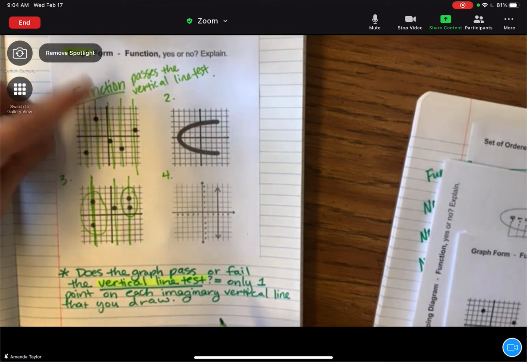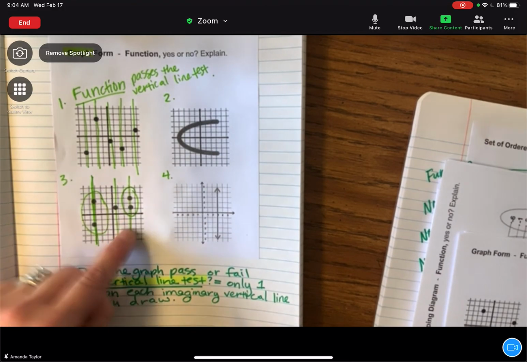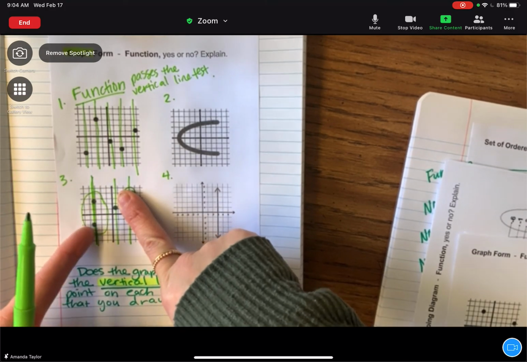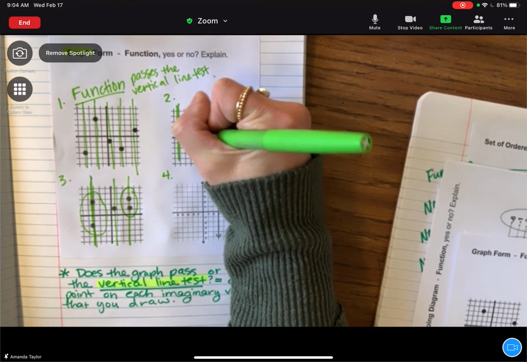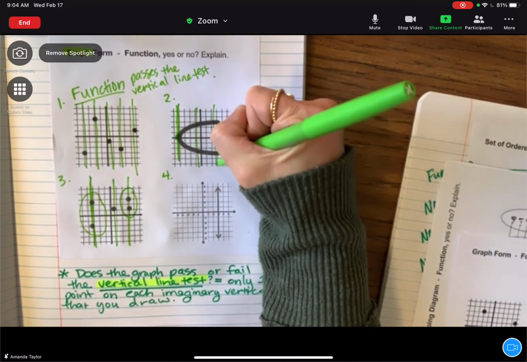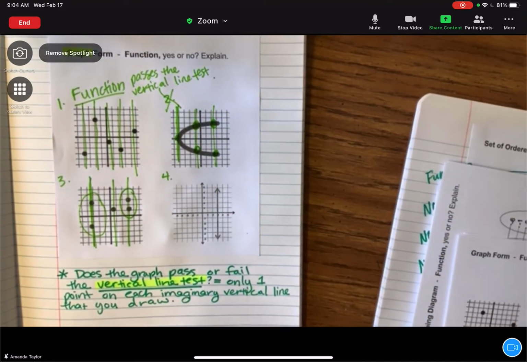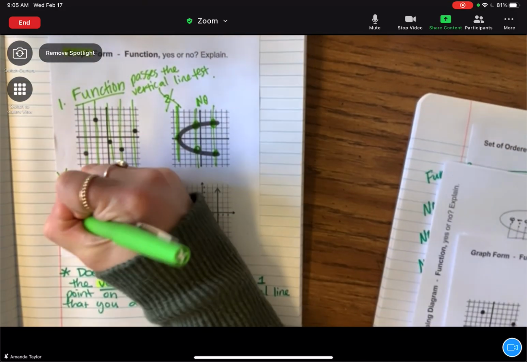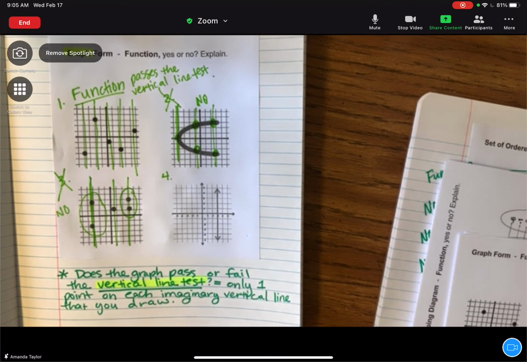Okay. So this one's a function. Only 1 point on each vertical line. Number 3, not a function, because there's more than 1 on the vertical line. If I'm looking at number 2, if I drew a point out here to the end, yes, there's only 1 there, but anywhere else, there's 2. There's more than 1, so that one's not a function. And this one was no, not a function, because it fails the vertical line test. It's very easy when it's a graph to say, yes, it passes the vertical line test, it's a function, or no, it fails the vertical line test, not a function.